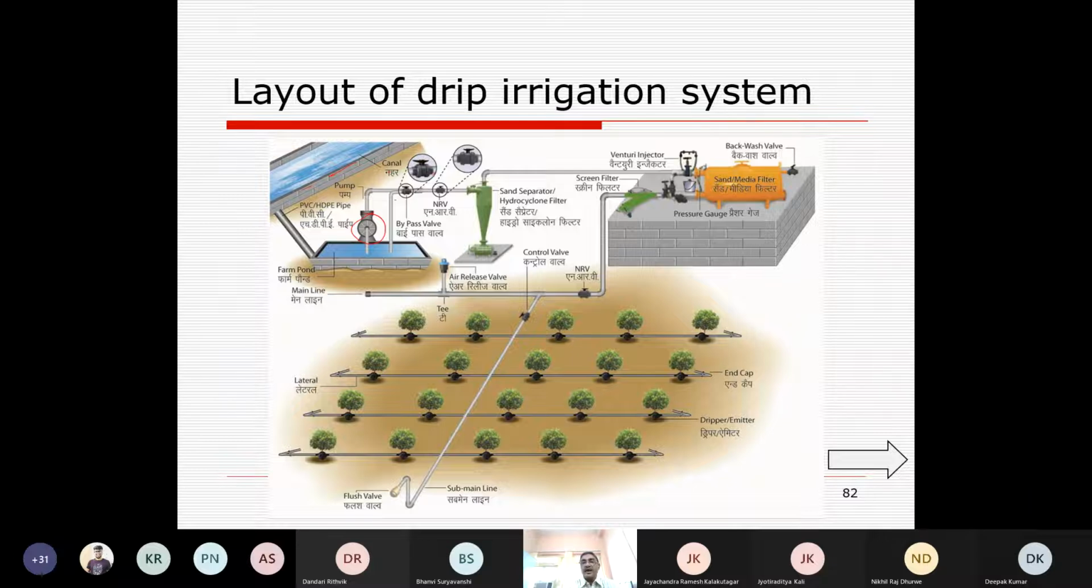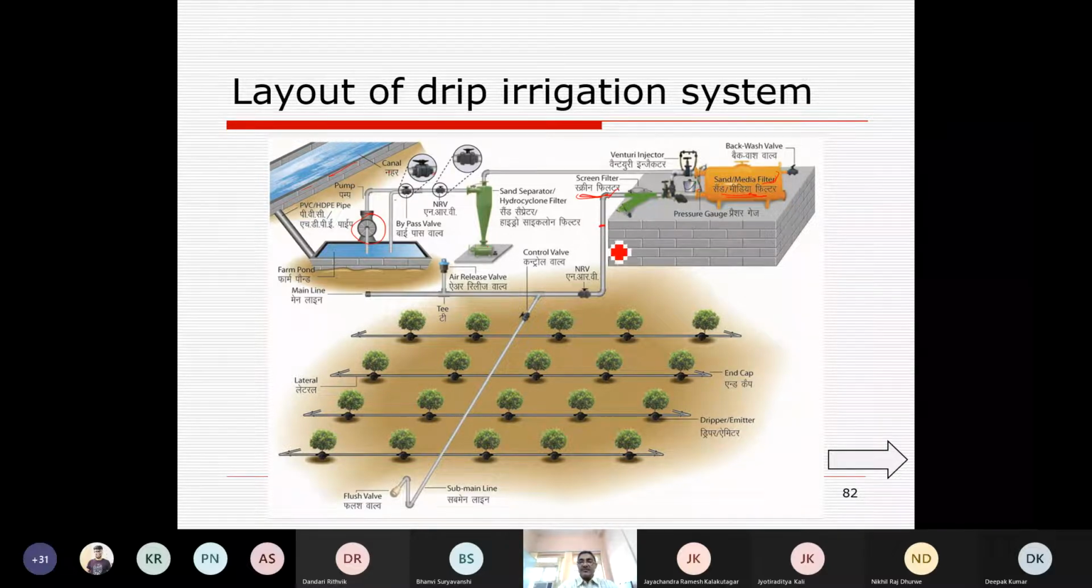hydrocyclone filter, and then it is going to another filtering unit, that is the sand media filter, which you have seen. And once it goes through the sand media filter, it is further purified by a screen filter. From the screen filter it is basically plate filters. One more filter is generally used if more impurities are there. Otherwise it can go directly to the main and sub-main to supply the water.